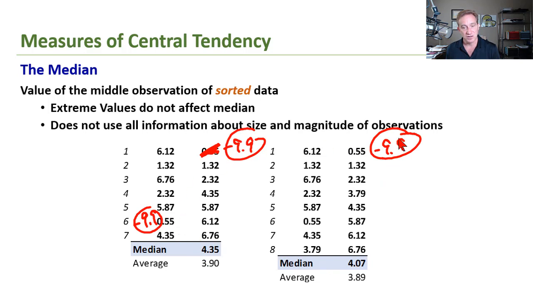The extreme outlier here would not change the median, and in many cases we would say that's an advantage. On the other hand, it hasn't really incorporated any of that information here about size and magnitude of these observations, especially the outliers, which in some cases might be a disadvantage.